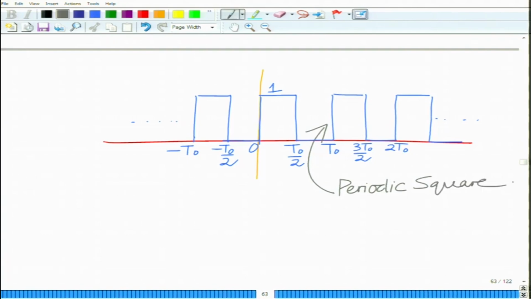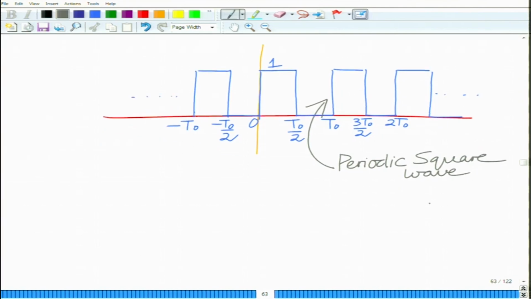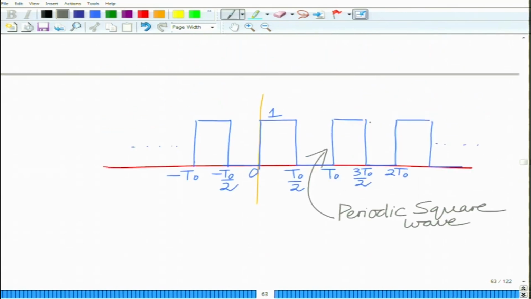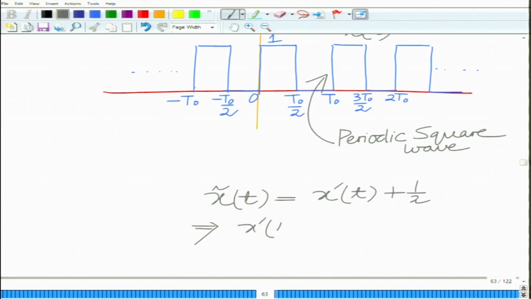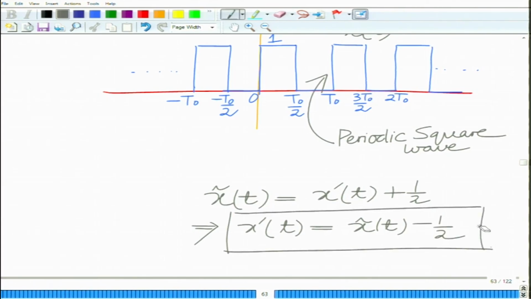This is what we are calling x tilde t. So, what we have shown is that the periodic square wave that we have derived before is x tilde t equals x prime t plus half, which implies that x prime t, that is dx by dt, equals x tilde t minus half.